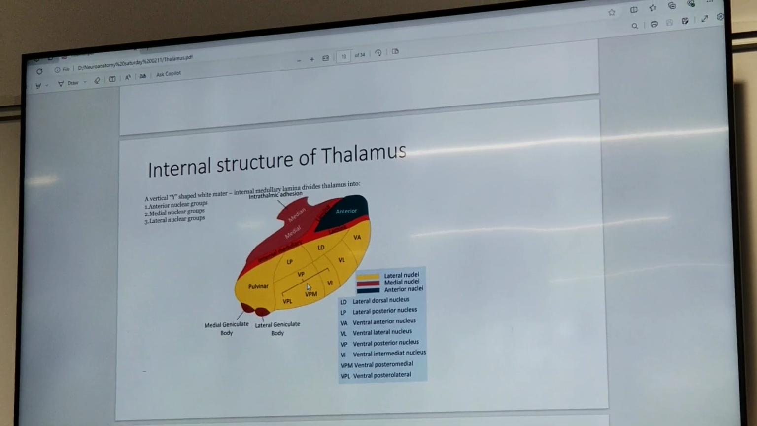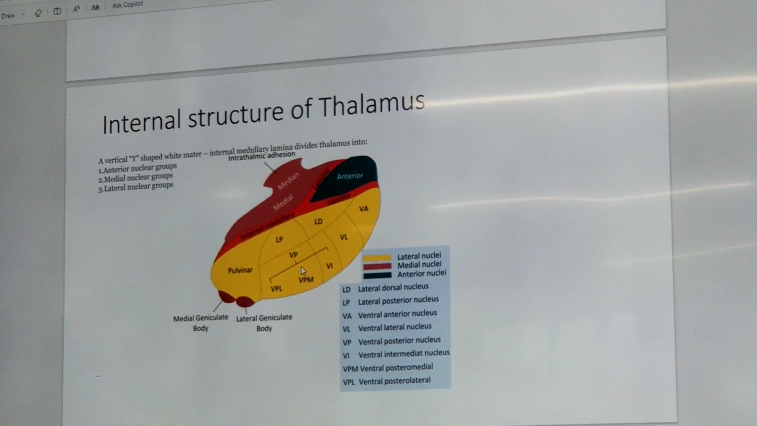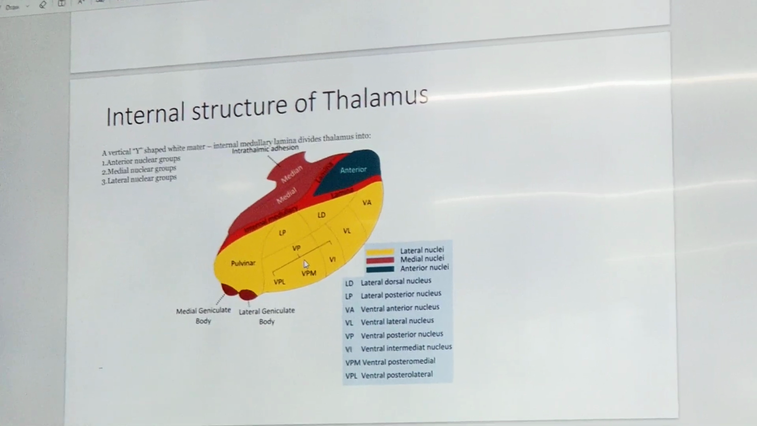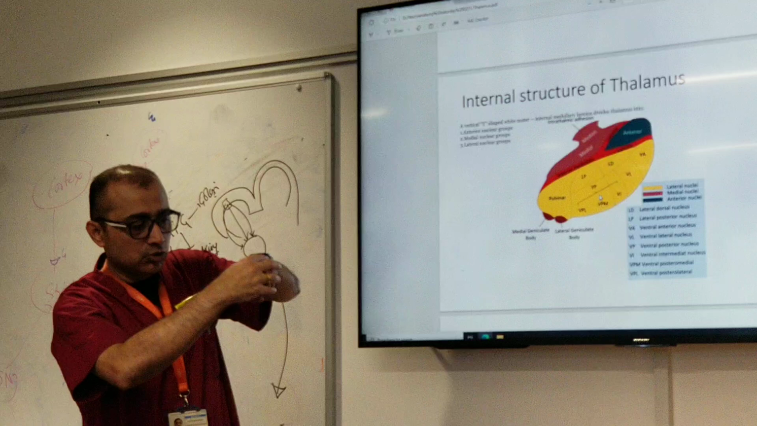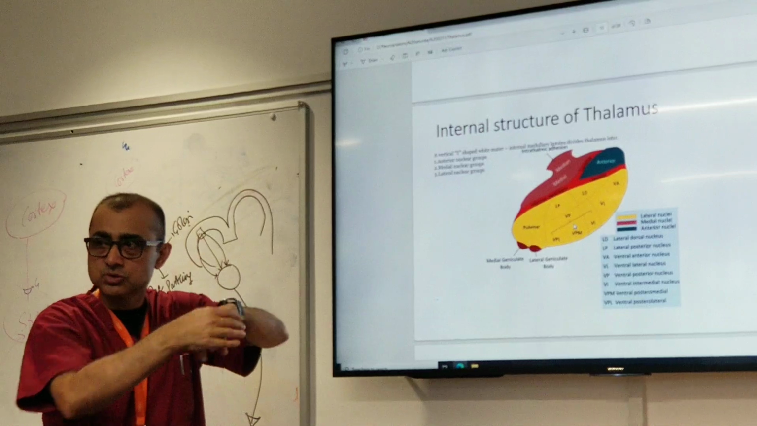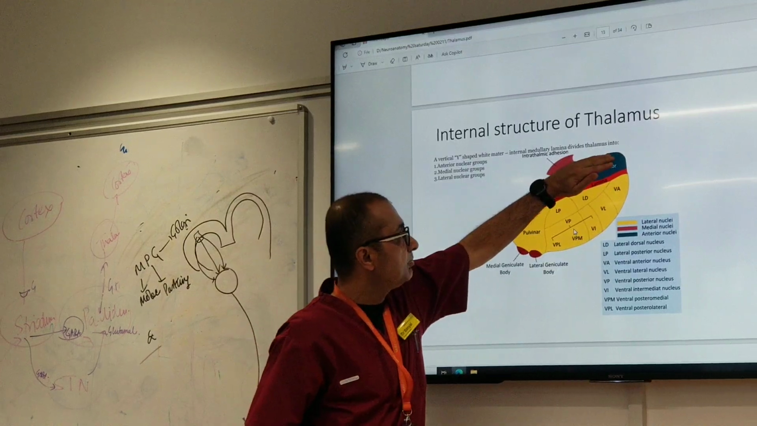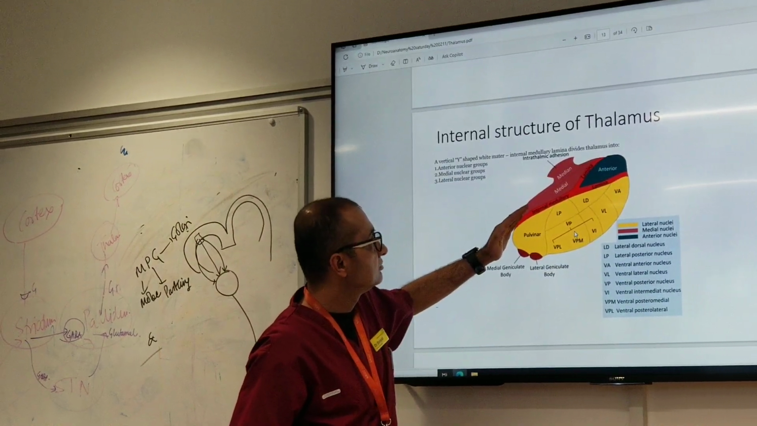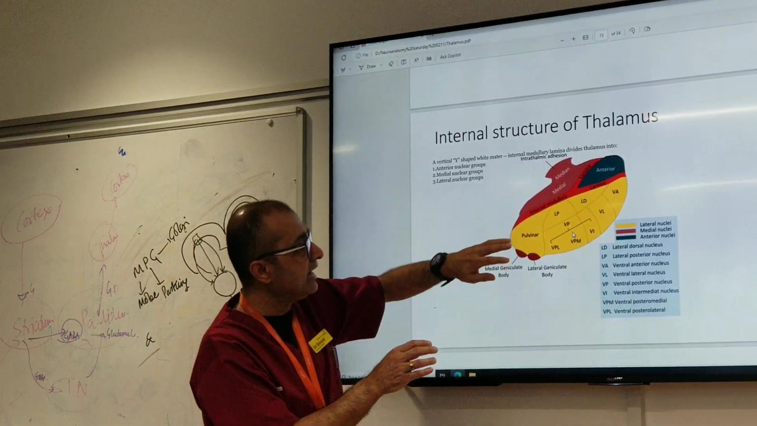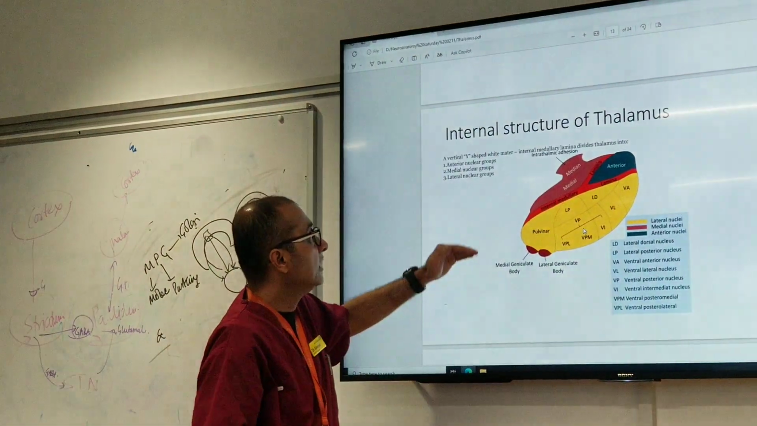This is very important. Internal structure of thalamus. Imagine thalamus is like an egg-shaped structure. So if it is the egg, it will have a front end, it will have a dorsal surface, it will have a ventral surface, it will have a medial surface, it will have a lateral surface. So just imagine it's like an egg. So this is the anterior part, this is the posterior part, this is the medial part, this is the lateral part. But the medial and lateral has got a dorsal surface and ventral surface. So you have to be aware about that.